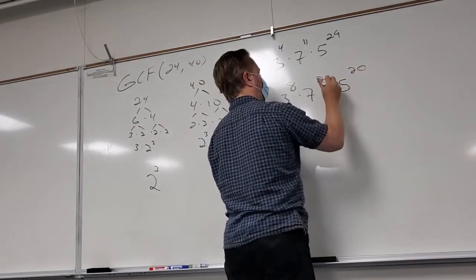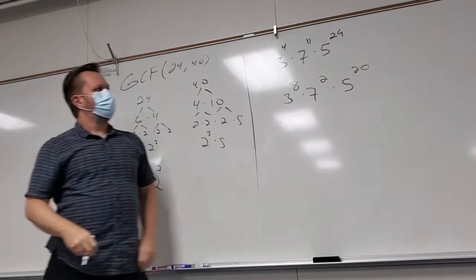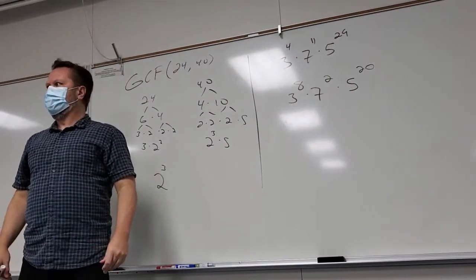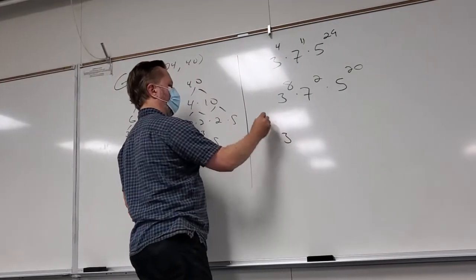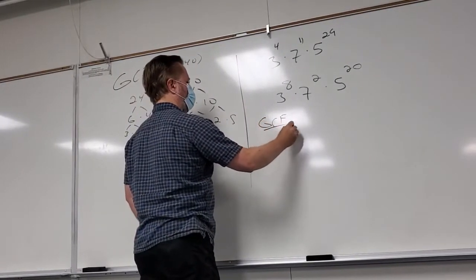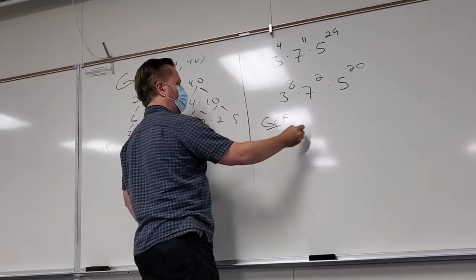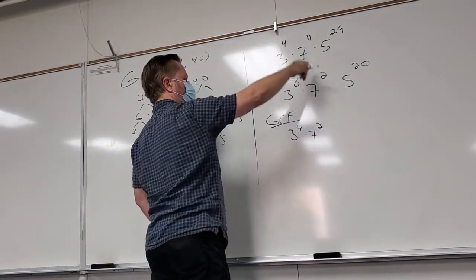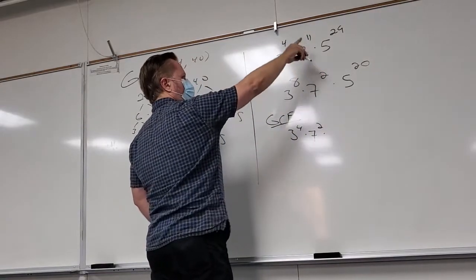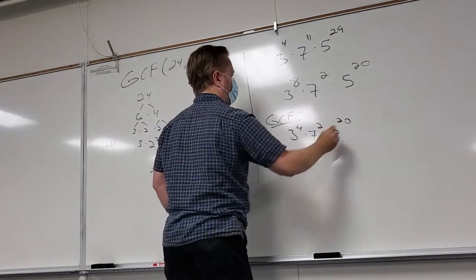All right. I like it. What would the GCF be between those two? How many 3's do they have in common? 4. How many 7's do they have in common? 2. So remember the shortcut was take the smaller power. 5 to 28. I like it.